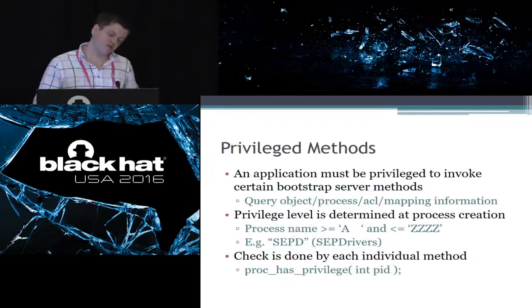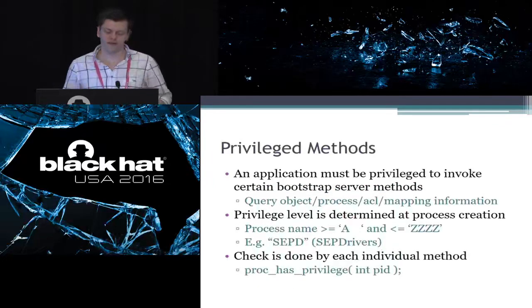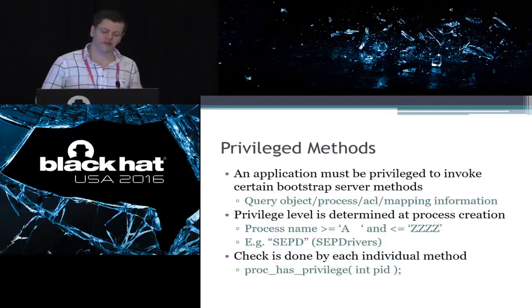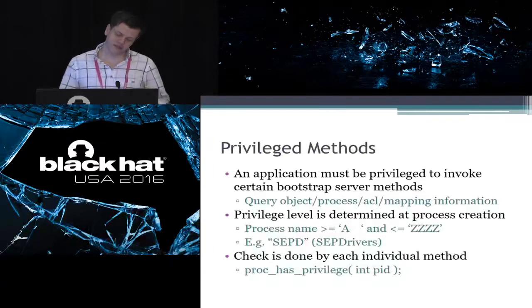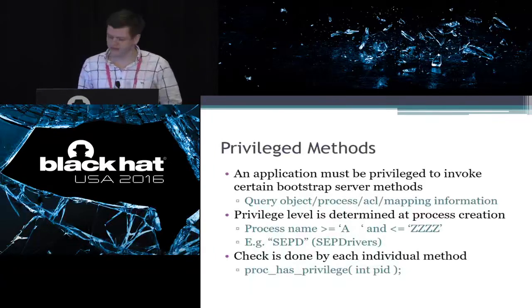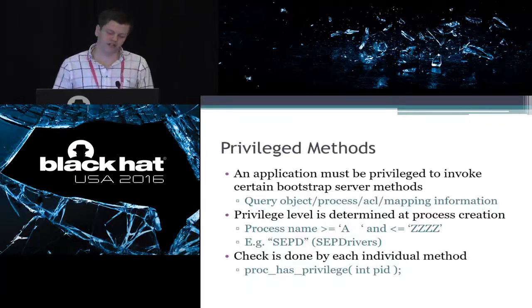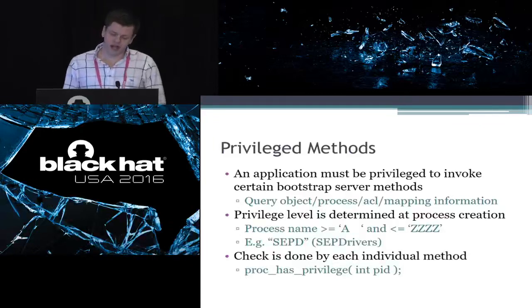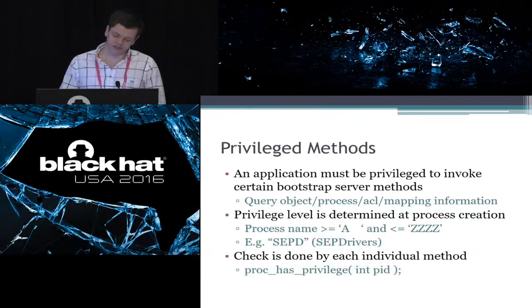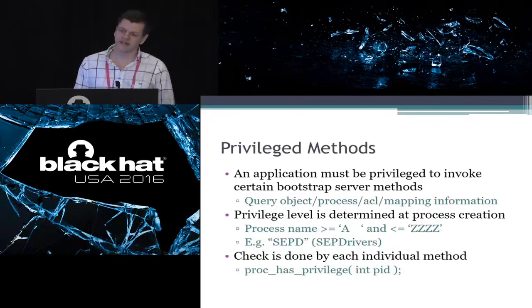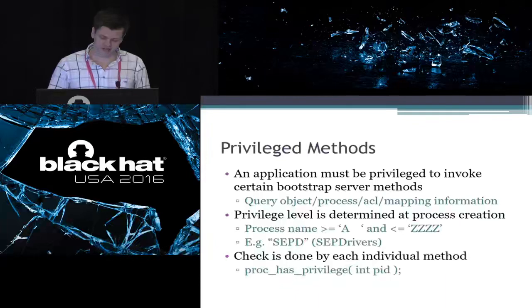Since the Bootstrap server exports a lot of different methods, it also has the concept of privileged methods. So only a certain set of applications can invoke these methods. Examples of privileged methods are the ability to query information about, for instance, objects, processes, mappings, etc. And they have a kind of interesting way of determining whether a process is privileged. Actually, if the first 4 letters are uppercase, then the process is considered a privileged process. So it's kind of interesting.